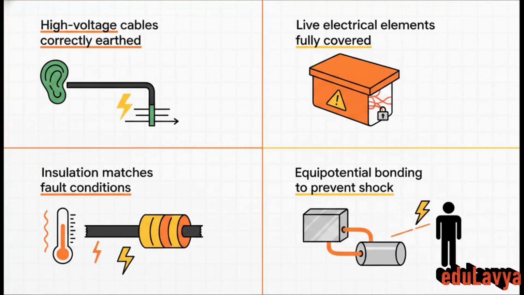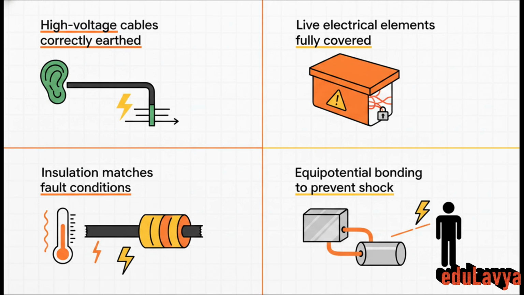Now, these engineering rules, they are completely non-negotiable. High voltage cables must be correctly earthed, and all live electrical elements have to be fully covered to prevent any direct contact. But it goes way deeper than that. Insulation specifications have to match not just the normal everyday operating temperature, but also the absolute highest potential voltages you'd see during fault conditions. And get this, one is fascinating.